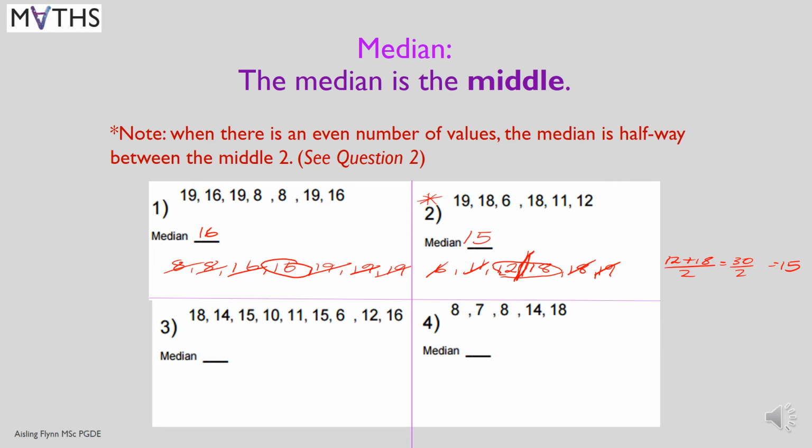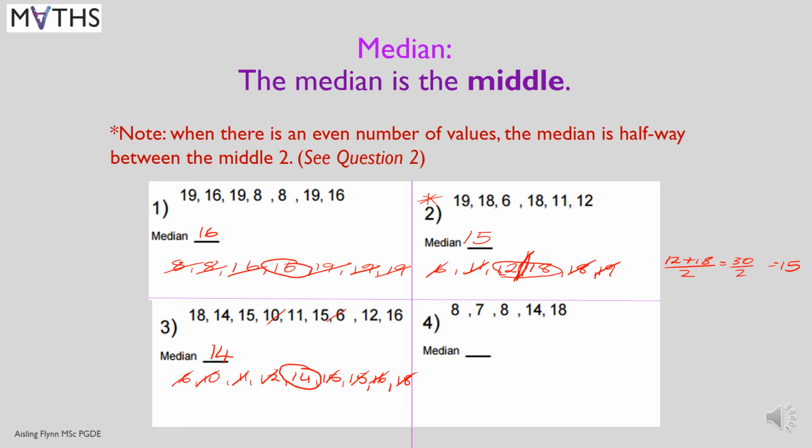Let's look at question 3. We get 6, 10, 11, 12, 14, 15 appears twice, 16 and 18. If it helps when you're writing them out, cross them out as you add them to your list so that you don't miss any or repeat any. One from the bottom, one from the top, bottom, top, bottom, top, and I get 14 is left by itself in the center.